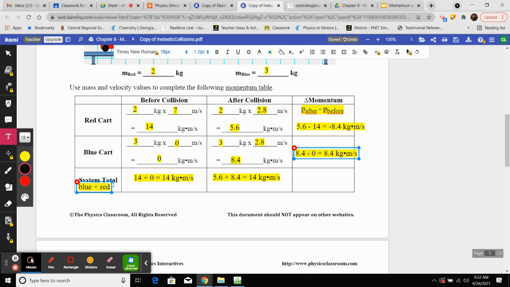So when we add right here, going down the rows, you add the red and blue. So here's the change in momentum of the red car. Here's the change in momentum of the blue car. So the red was negative 8.4, and the blue was a positive 8.4. When we add those together, we get 0. So the net overall change is 0. Even though they individually changed, the combination of the two is 0, which is why we got 14 here as the after collision, which is the same as our 14 before the collision.